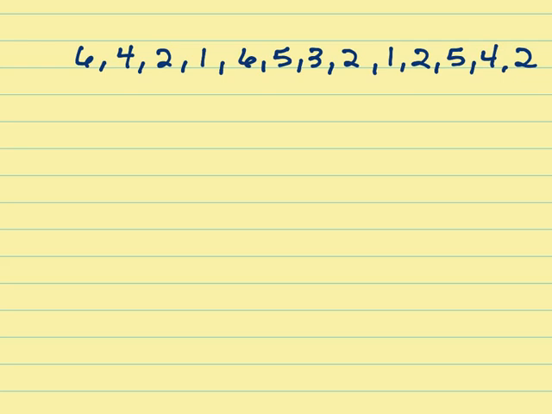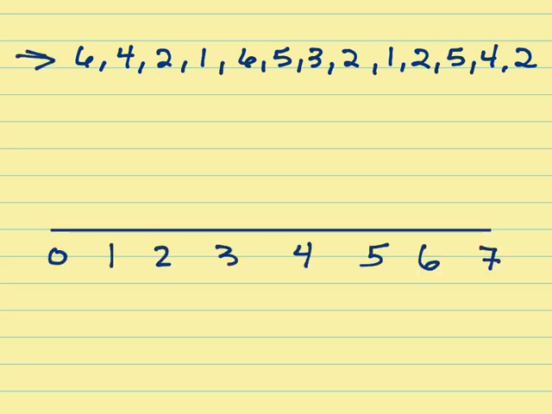All right, so we have this set of data right here, and we're wanting to put it on a dot plot. So now I have a line where I can put dots to represent each number. I'm going to start with 0, and it looks like I don't have any zeros, so I'm just going to skip that. And then 1, I have 2 ones, so I'll do 2 dots.